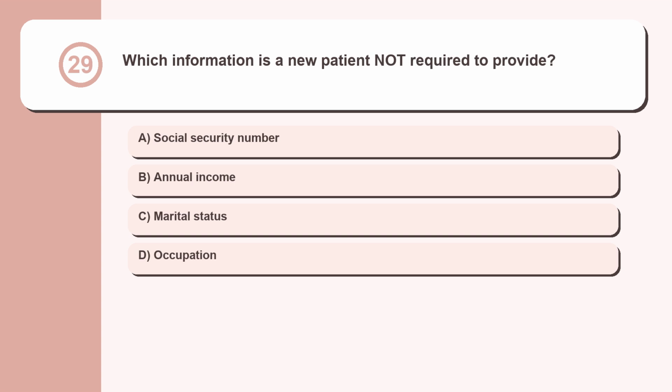Question 29. Which information is a new patient not required to provide? Here are your options. Option A. Social Security number. Option B. Annual income. Option C. Marital status. Option D. Occupation.